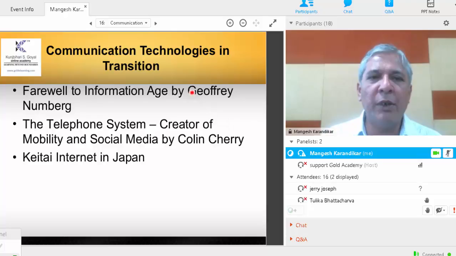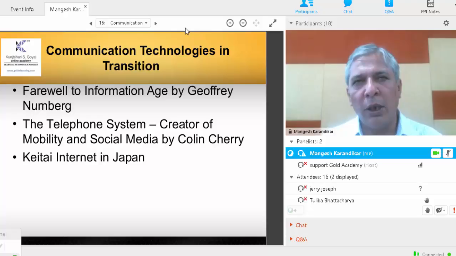Keitai in Japan is a very interesting phenomenon. In Japan, I guess about 80% of people own mobile phones, and they use mobiles extensively. In fact, 4G was first launched in Japan, ahead of the rest of the world. And it's a very personal phenomenon in Japan. They use it like a part of their body. It's a very interesting phenomenon. Please read that paper. Don't miss it out.